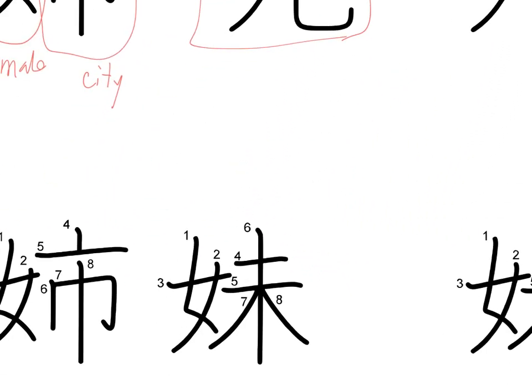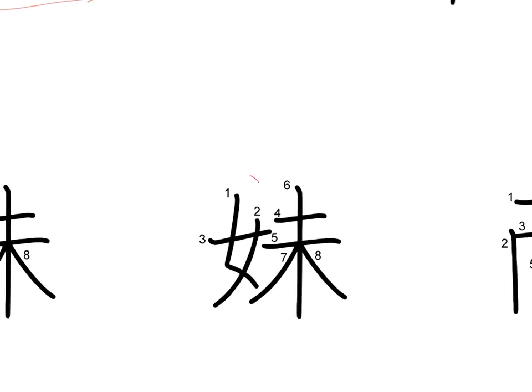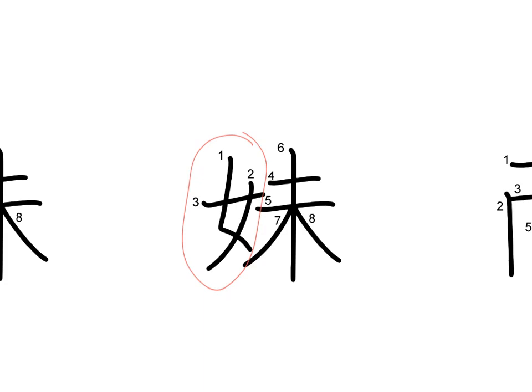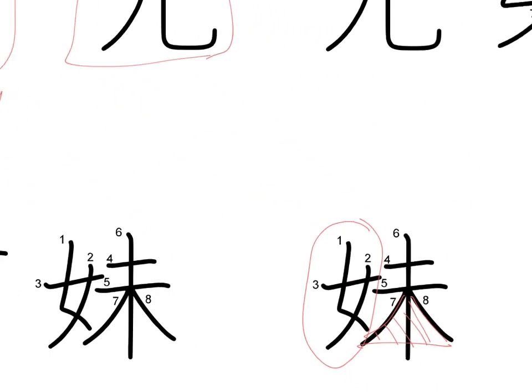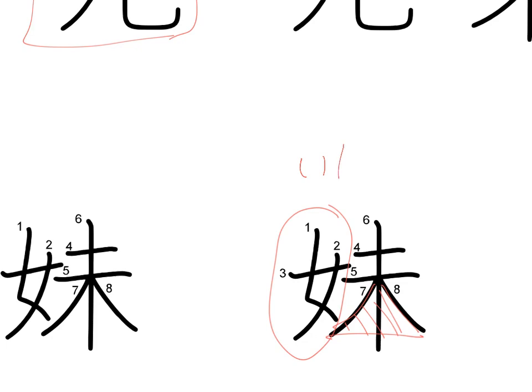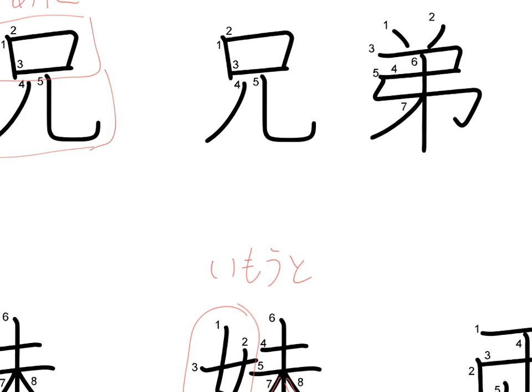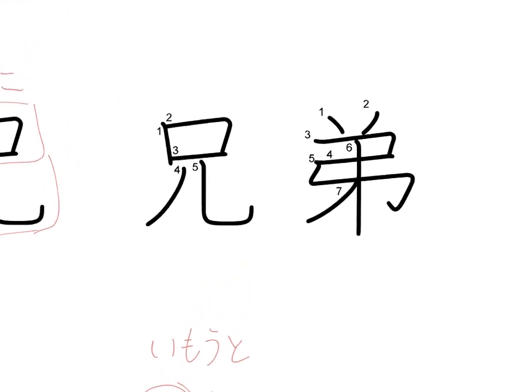Whereas little sister also has the radical for female. But here I always thought of this as the younger sibling wearing a little skirt or a dress on the bottom that looks a little bit different than the one we just talked about with the city radical over here. And this would be imouto, for younger sister.